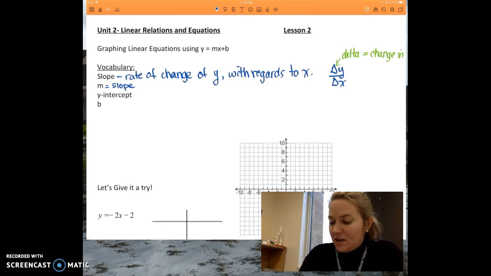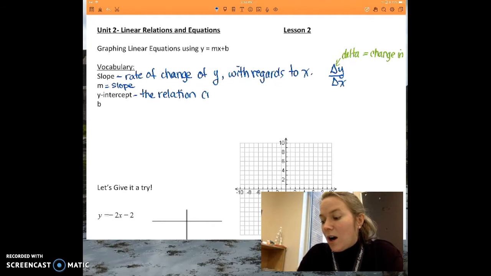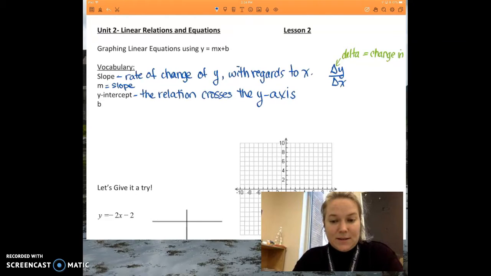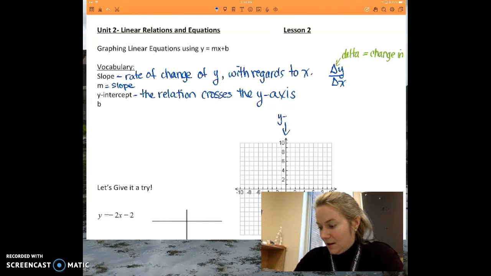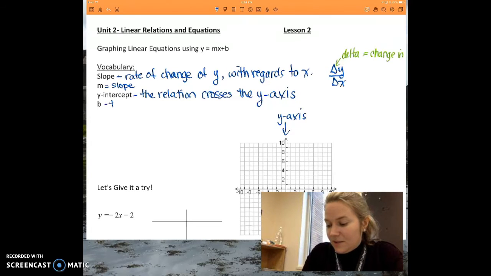The y-intercept is a very interesting number for us. It's where the relation crosses the y-axis. Now remembering that the y-axis is that vertical axis, right? So we're just going to remember that that is the y-axis. And b is the other letter that we use that has a very specific meaning in this unit, and b is the y value of the y-intercept.